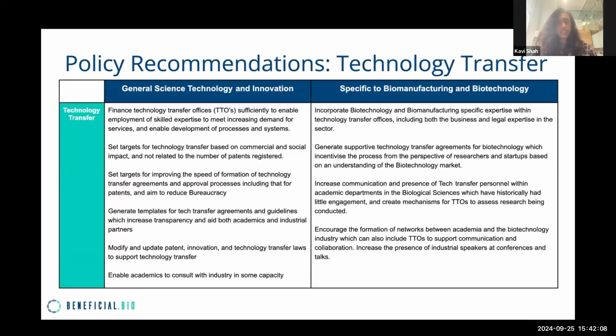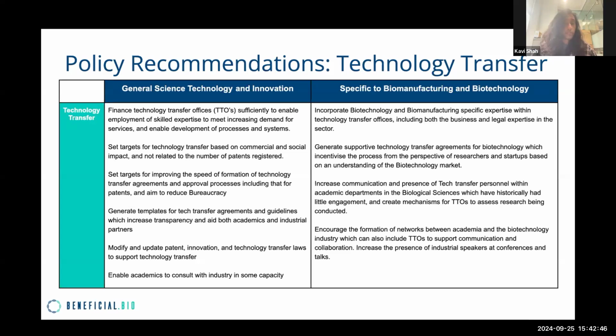And then from a technology transfer point of view, one of the key points was to sufficiently finance technology transfer offices to employ skilled expertise. One of the things spoken about was the turnover of people at technology transfer offices and the need for longer term financing, and the need for targets based on commercial and social impact and less related to the number of patents registered.